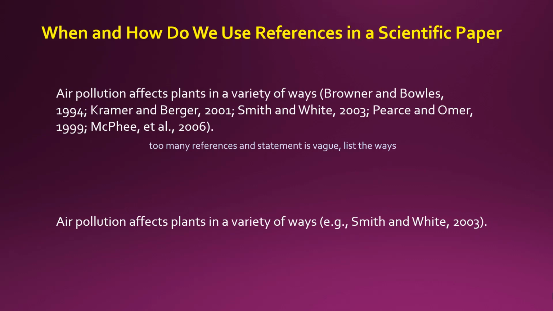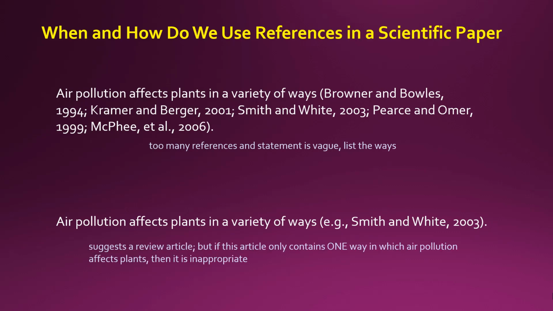The next example: air pollution affects plants in a variety of ways. For example, Smith and White, 2003. This suggests a review article, since there's only one citation. But if this article contains one way in which air pollution affects plants, then it's inappropriate. You really want to make sure that whatever your source is, it really does describe numerous ways.